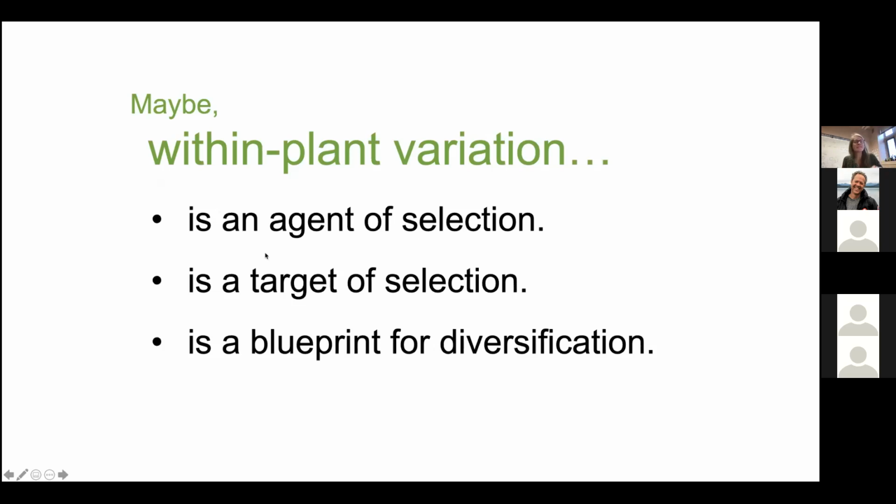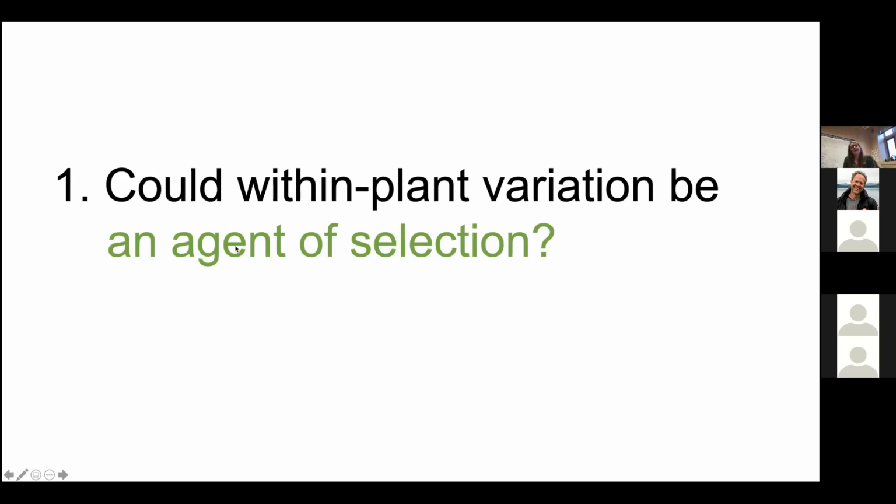But the first idea is that maybe within plant variation is an agent of selection. Second, maybe it's a target of selection. And third, maybe it could be a blueprint for diversification. And so I think we'll go ahead and start talking about these 3 topics one at a time.